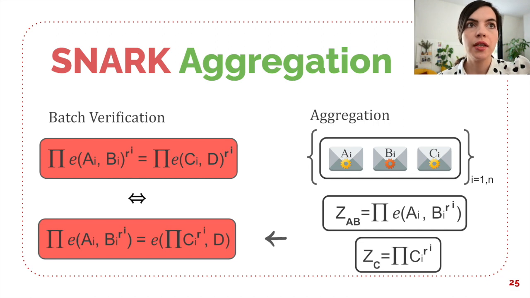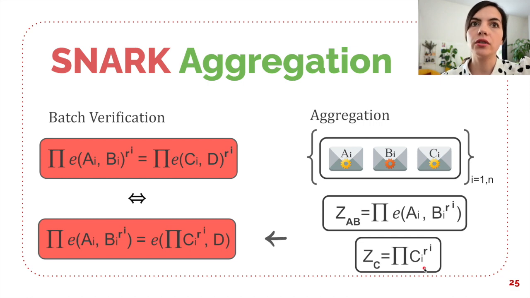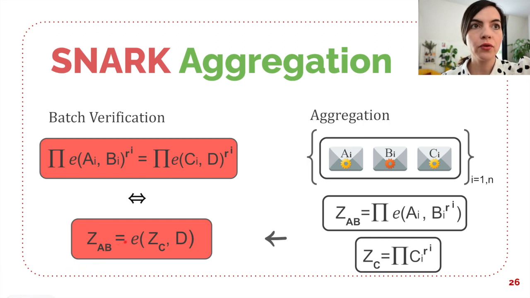So if we look closely at how this random linear combination of pairings looks like, we will see that we can rewrite it as an element ZAB, which is the product of all the pairings with the first element of the proof A_i and the second element B_i to some power of the randomness. And ZC on the other side of the equation will be the product, the multi-exponentiation, of all the third elements of the proof, C_i, to some powers of this R. And D is, as I said, an element that the verifier should compute from the statement itself and some verification key. So we have to only check ZAB equals a pairing of some element ZC, which is in the first group, and D, which is in the second group.